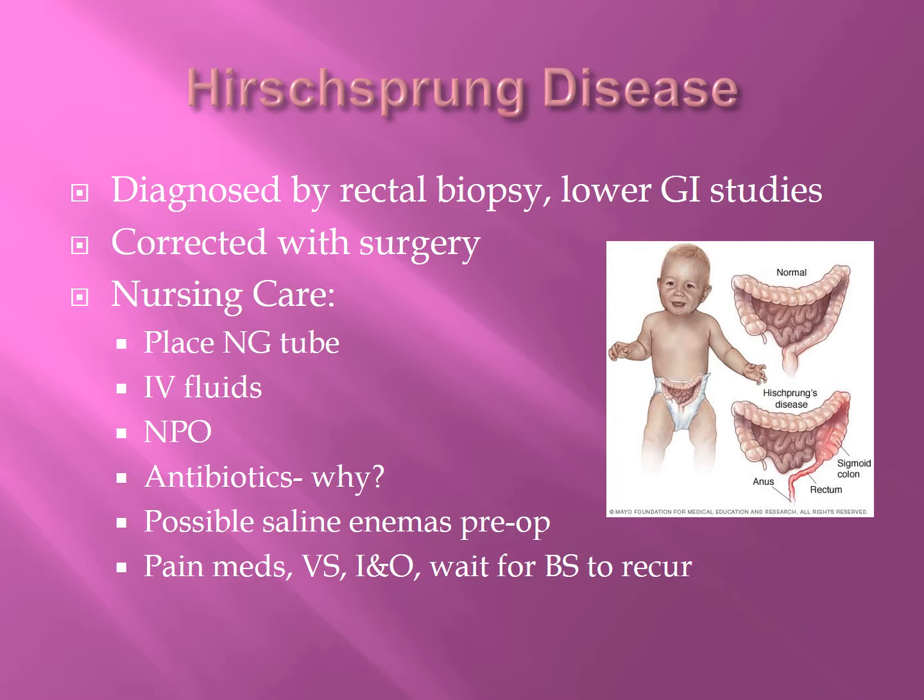And then they take out the bad part of the colon that is missing that. If they can, they'll pull the good part down and reattach it to the anal sphincter. But if too much of the colon is not innervated, then they'll take what's left of the colon and pull it up through the belly, and make a colostomy. So Hirschsprung's disease is corrected with surgery.